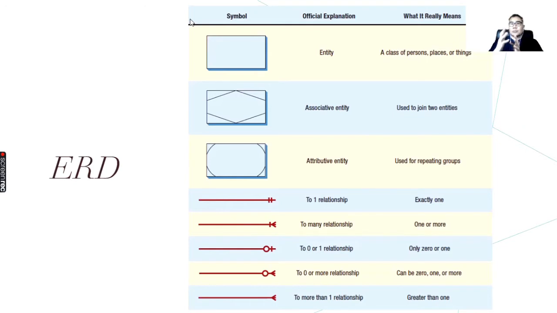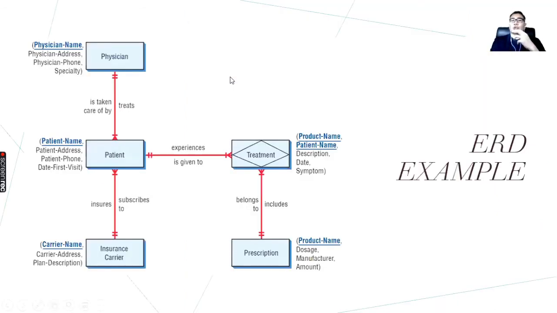And the third notation here refers to where the members of one entity can have no relationship at all to members of the other entity, or can have one relation with a member of the other entity. And then the fourth one is also similar. The member of one entity can have no relations, or one relation, or more than one relation with the members of another entity. This is an example of a complete entity relationship diagram.